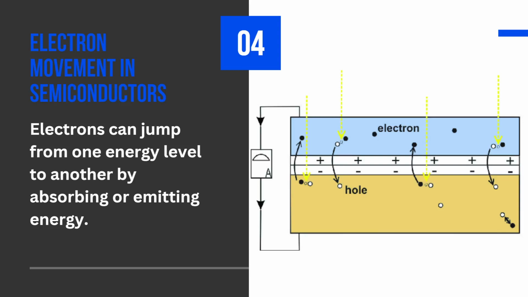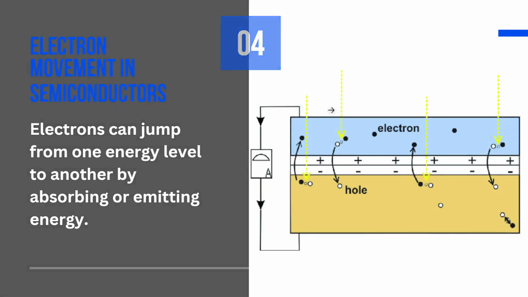So electrons can jump from one energy level to another by absorbing or emitting energy. When this electron absorbs energy, it moves from one energy level to another. That creates charge carriers, and this is the current. It could also emit energy, like for example an LED emits energy and then returns to its energy level. This is how electrons move within the semiconductors.